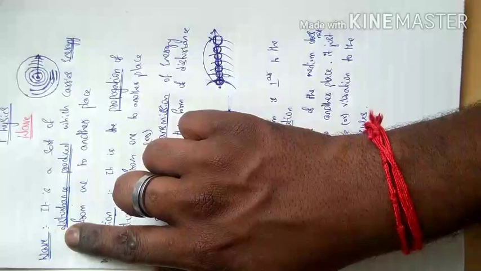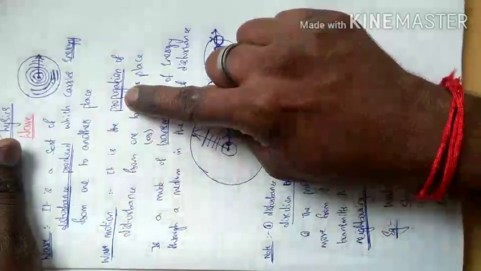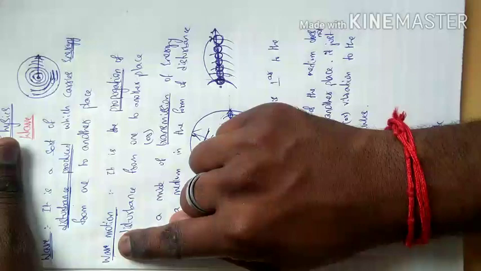That is nothing but the disturbance in the medium. And the movement of that disturbance from one place to another place, I call propagation or transmission of disturbance, which is a wave motion.